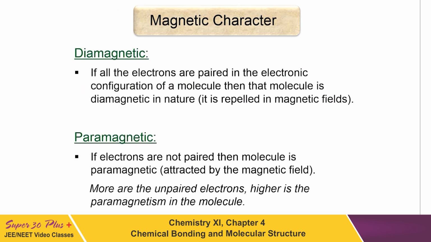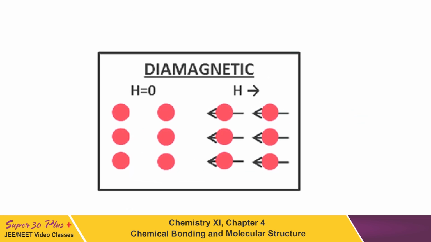Alright. Now with the help of the MO diagram, that is the molecular orbital diagram, you can also have an idea of magnetic character. We know that by and large, on the basis of the presence or the absence of unpaired electrons, compounds magnetically are of 2 types. One is diamagnetic. If all the electrons are paired in the electronic configuration of the molecule, then that molecule is said to be diamagnetic in nature, which is repelled by the magnetic field, as we studied in the different chapters.